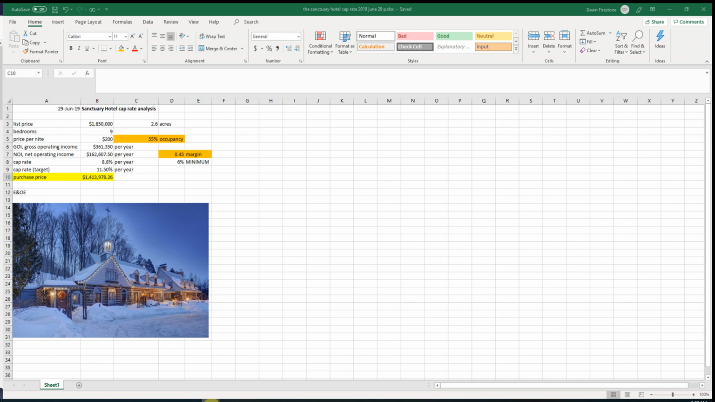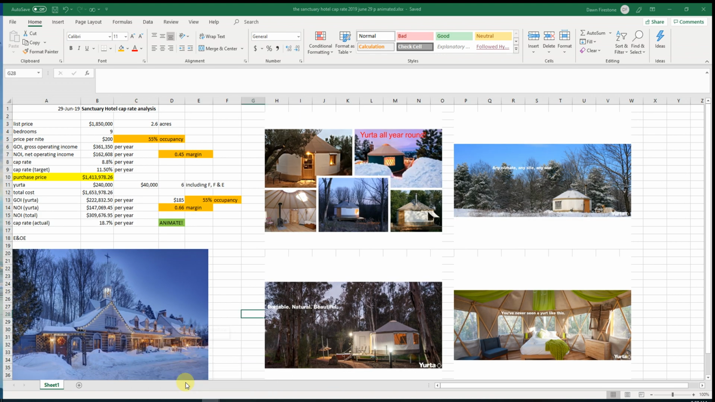So I'm going to show you another spreadsheet I prepared for you guys. This is the Sanctuary Hotel cap rate analysis, but I'm going to call this the animated version, and I'll just put that in italic. So it's kind of like case two. All right, I better save it too, just in case something happens. So again, we see the list price was 1.5 million. It's a 2.6 acre site. Same thing, same analysis down to the recommended purchase price.